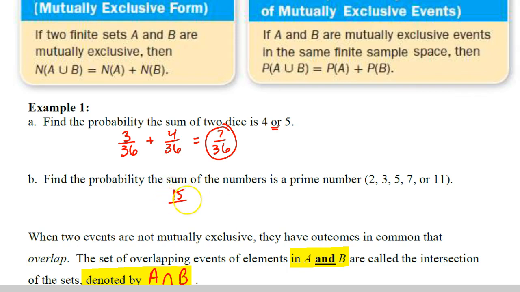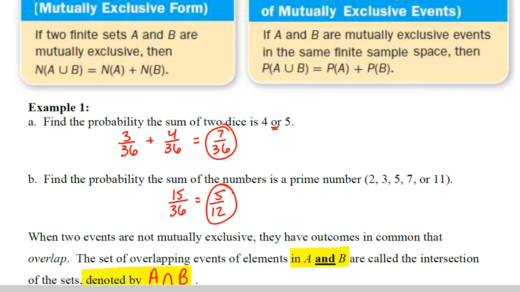So we would have 15 outcomes out of a total possible of 36 that were a prime sum. And now this one can be reduced. We want to make sure that we reduce that, and we would get 5/12. And that would be your answer.